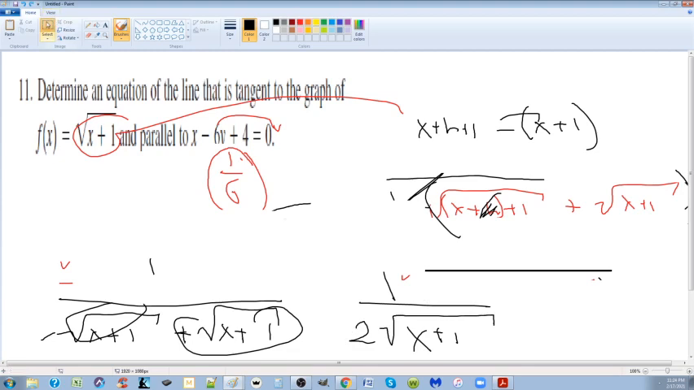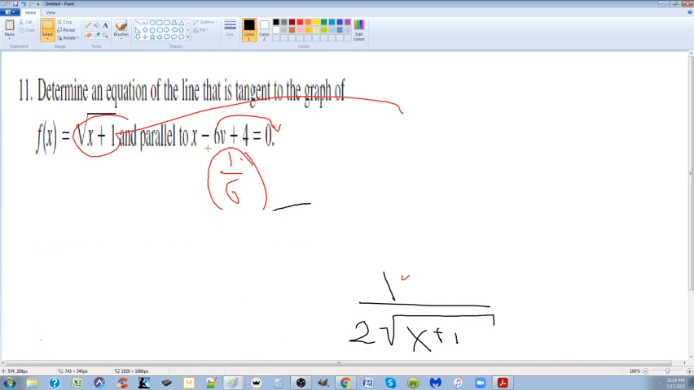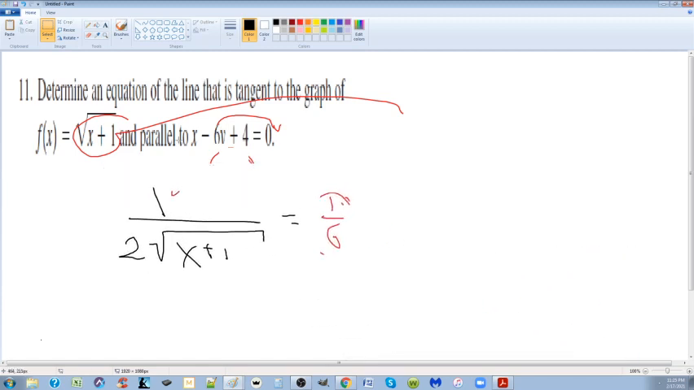All right? All we have to do now to figure out which x value we're specifically talking about is we know it's going to equal the same slope as that line. So now we've got to solve for x. Whenever you have an x as a numerator, by the way, this is 1 over 6.